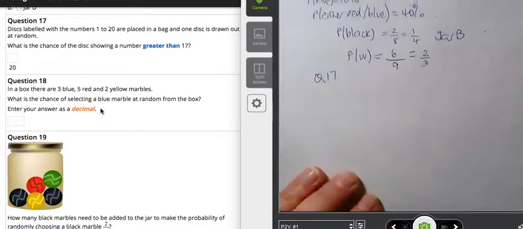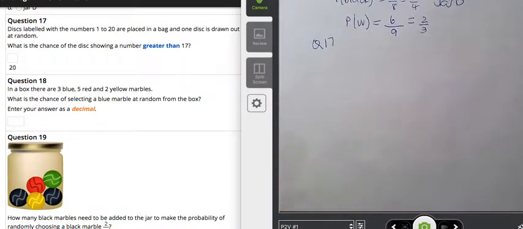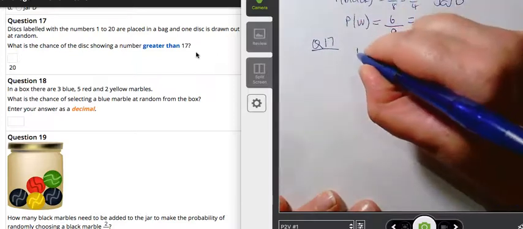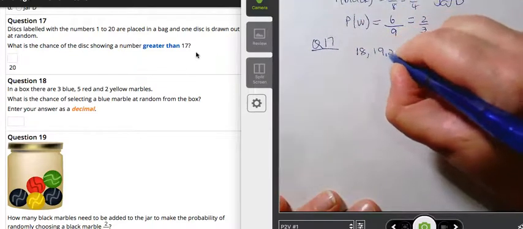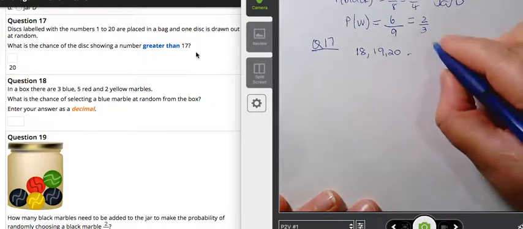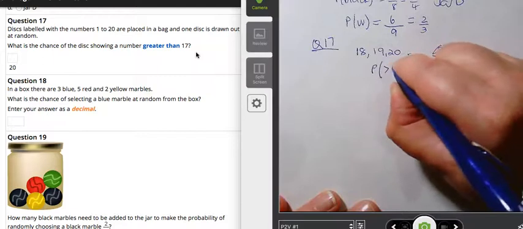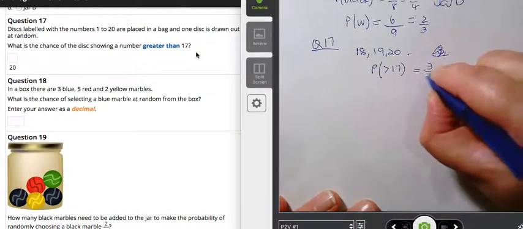Question 17. Discs are labelled with the numbers 1 to 20 and they're placed in a bag, and 1 disc is drawn out at random. Probability of a number greater than 17, so greater than 17 means pulling out 18, 19 or 20. So we write probability of greater than 17 is 3 out of 20.